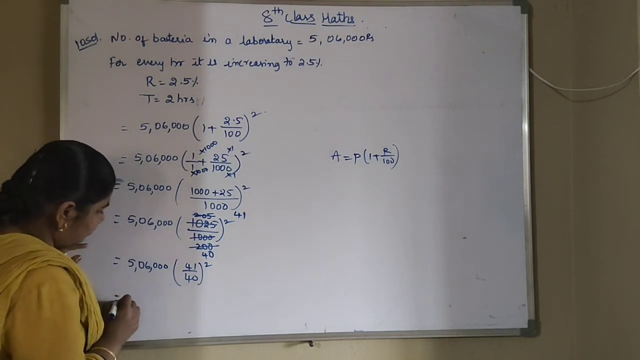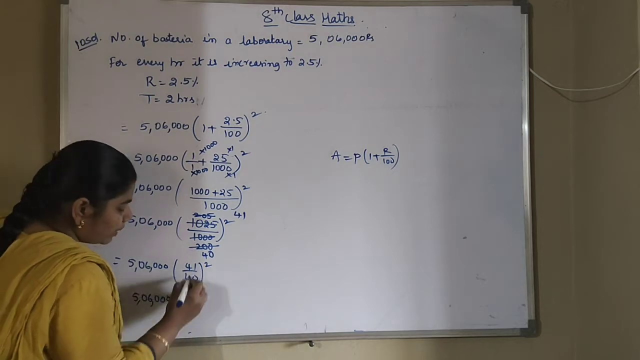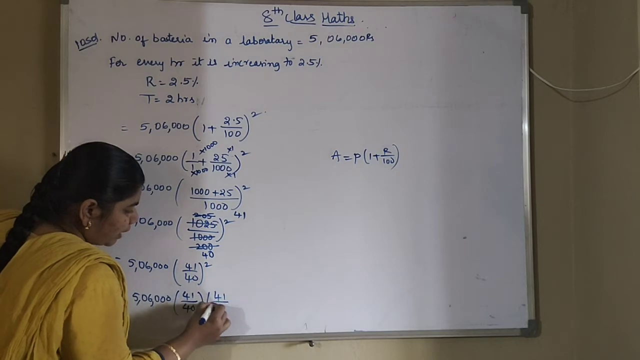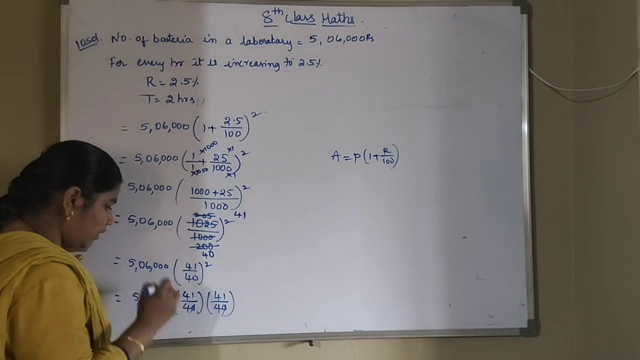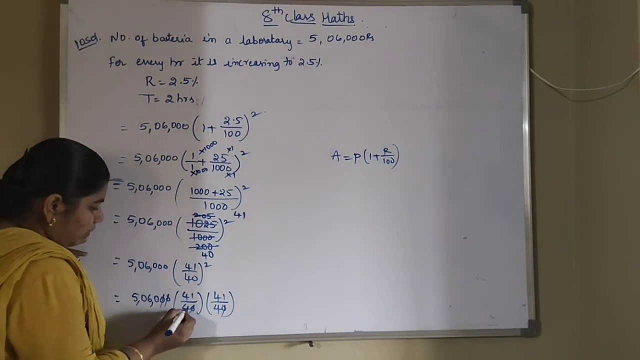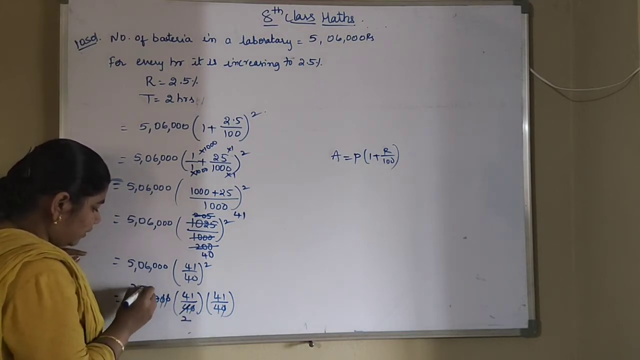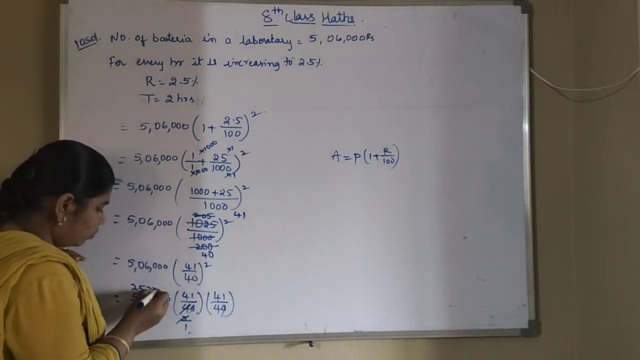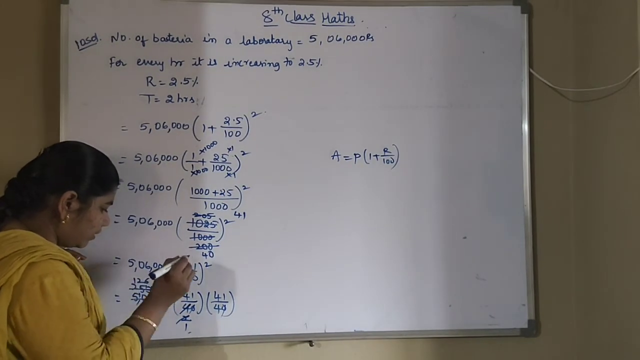So that will be 5,06,000, and we will write it as a multiplication of 2 terms: 41 by 40, again 41 by 40, because the power is 2 here. The zeros will get cancelled. Now I am cancelling in the 2 table: 2 2s are 4, 2 5s are 10, 2 3s are 6. Again in the 2 table: 2 1s are 2, 2 2s are 4, 2 6s are 12, 2 5s are 10.